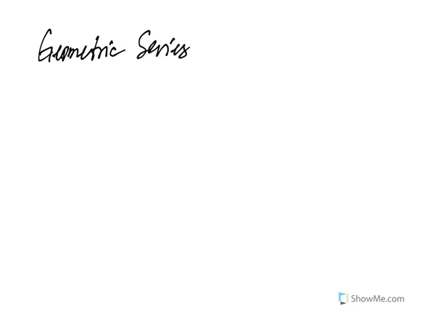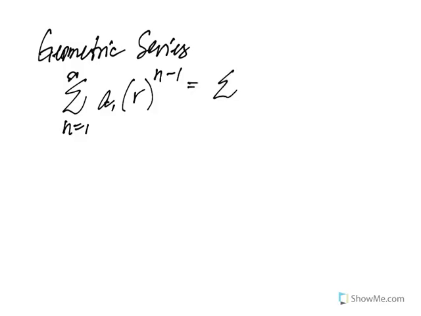Now, as opposed to a geometric sequence, which is what we talked about in section 8.1, if I take a look at just a generic geometric series, I'll start at 1 and go to infinity. This gives me the first number in the sequence times my ratio to the n minus 1. Incidentally, they can also be written as the infinite series from n equals 0 to infinity of a sub 1 times r to the n.